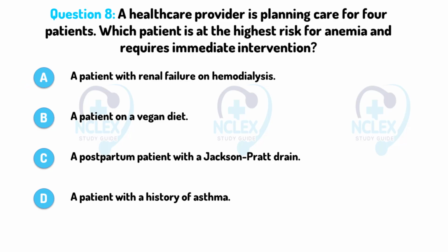Answer. A. A patient with renal failure on hemodialysis. Explanation. Patients with renal failure are at high risk for anemia due to decreased production of erythropoietin, a hormone that stimulates red blood cell production. Hemodialysis can also contribute to blood loss, further increasing the risk of anemia.